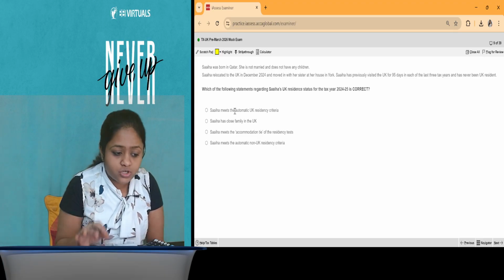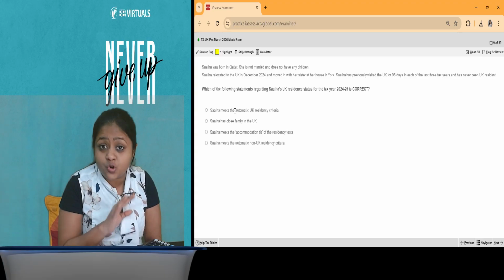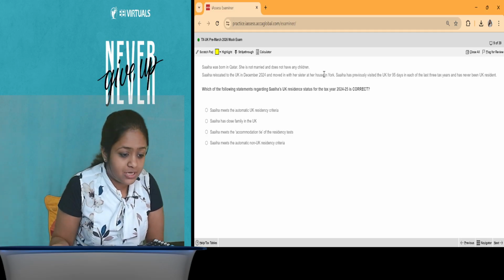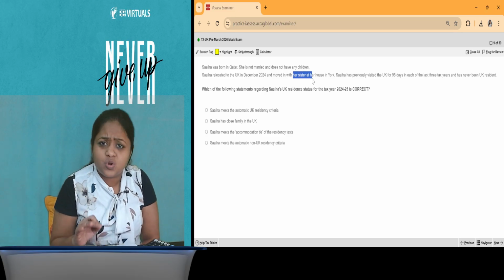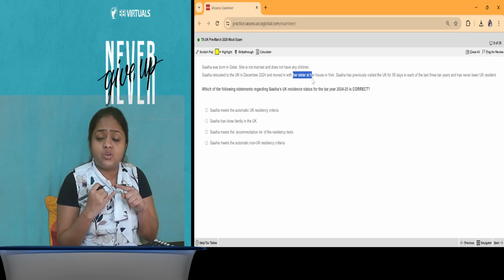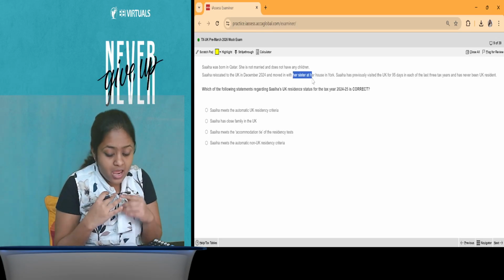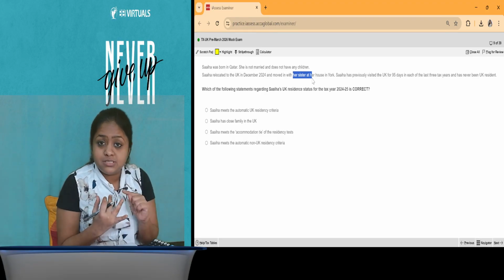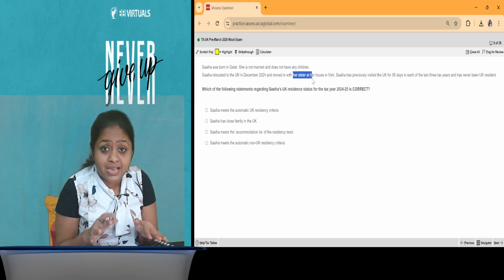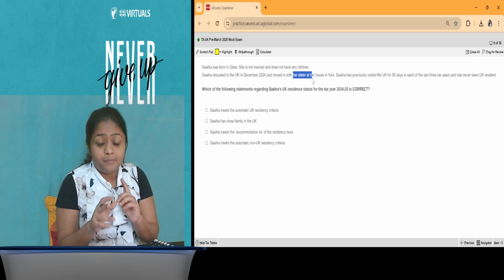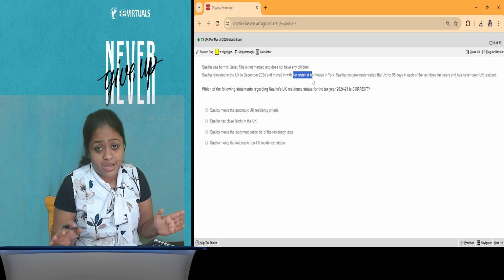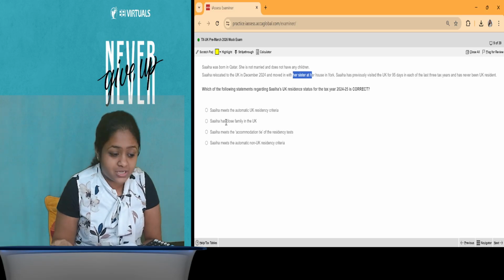Sahiya meets the automatic UK residency criteria. Wrong. Sahiya has close family in UK. Let's see. She has come here to stay with her sister. And sister is close family? No. Close family is only the spouse and the children, and minor children at that. So spouse, civil partner, minor children. Sahiya is nothing of that; she's just staying with a sister who is not close family. So B is also not correct.